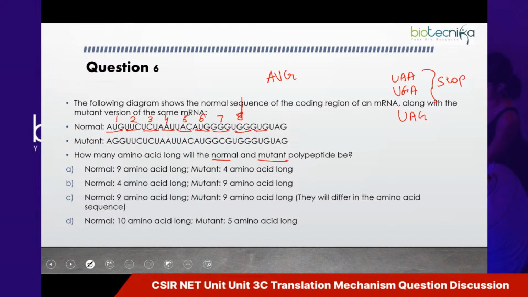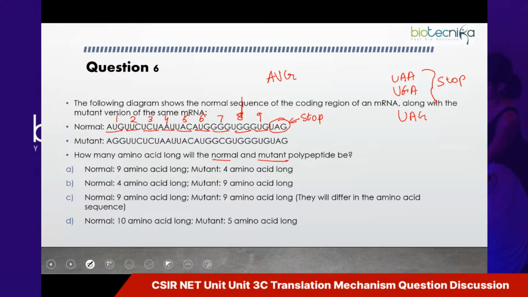eight, nine. Why only 9? Because UAG is a stop codon, and a stop codon does not code for any amino acid. So there won't be any amino acid coming at that place. The normal sequence will code for a 9 amino acid long polypeptide chain. Now what about the mutant?